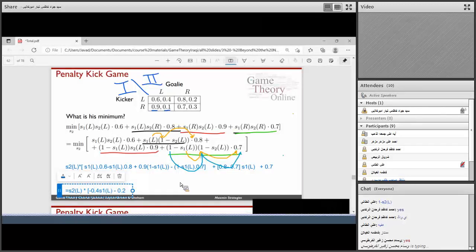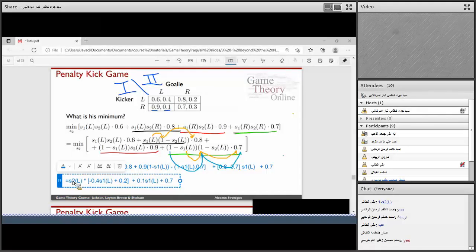Okay, good. And then the constant terms. We got 0.9 minus 0.7, which is 0.2. So plus 0.2. Okay, that's more like it. Yeah, that's good. We're good. And then we have 0.1 S1 of L plus 0.7. So this is the simplified version of the above.